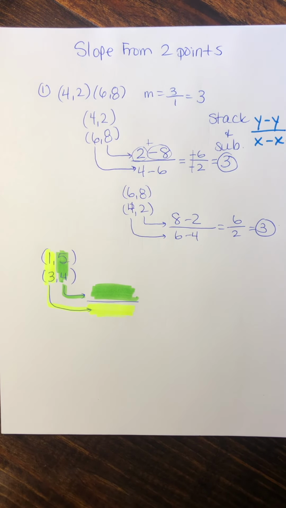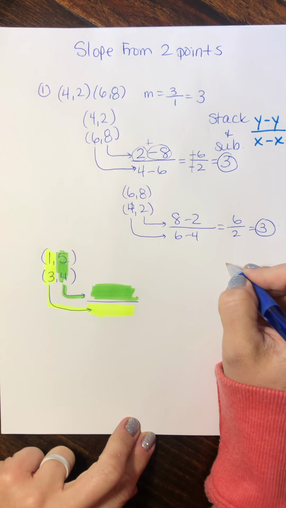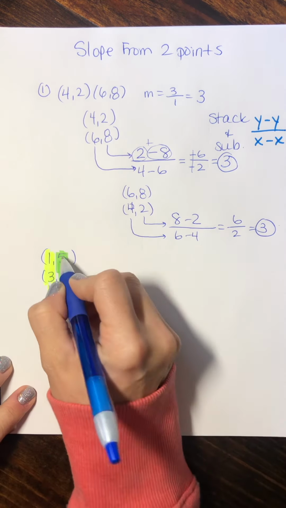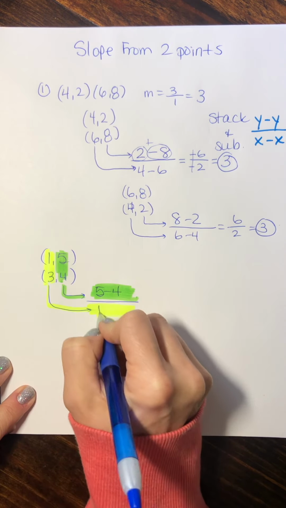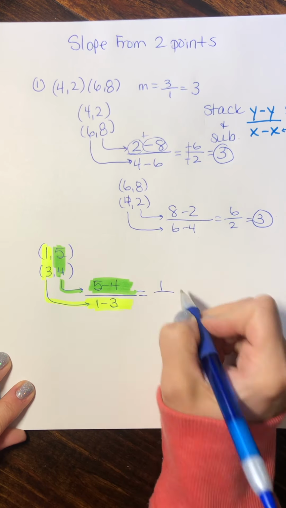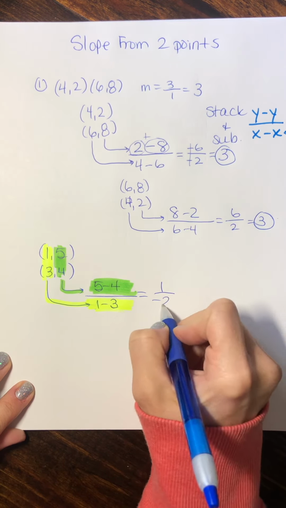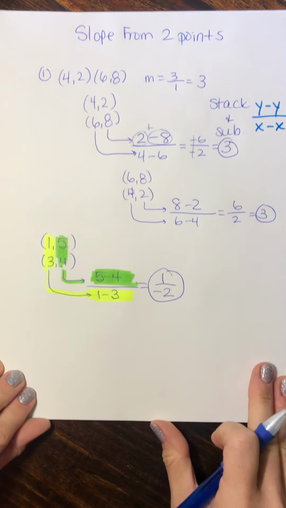Whenever you're talking slope and rate of change, it's always the change in your y's divided by the change in your x. So I'm literally just going to write 5 minus 4, 1 minus 3. And that's going to give me, obviously, 1 on top. 1 plus negative 3, and my slope is a negative 1/2. I would get the exact same thing if I would have stacked them the other way, okay?